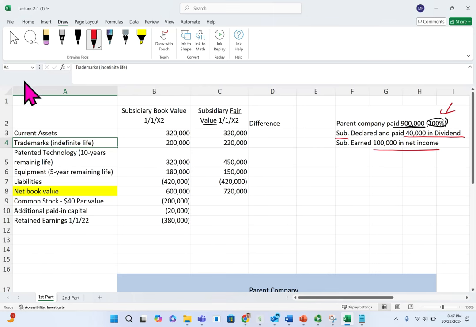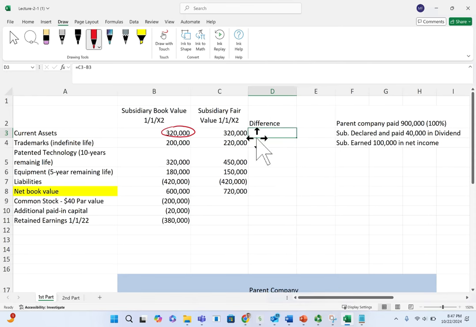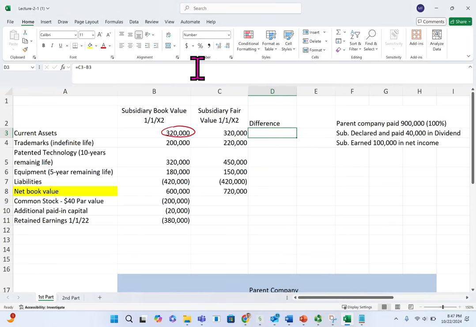So when the parent company buys a subsidiary, what do they do? They look at the book value and compare that to the fair value. What's the book value? What's the fair value? The book value is how much this asset, from an accounting perspective, is worth on the books. For example, their current assets are worth $320,000, and the fair value, meaning if they want to sell or liquidate this asset, they will get exactly $320,000. Therefore, there's no difference to account for. The difference for current assets is zero because the book value and fair value are the same.